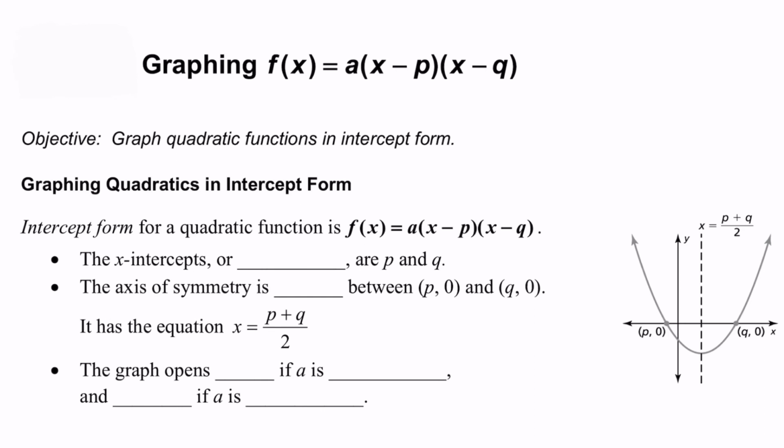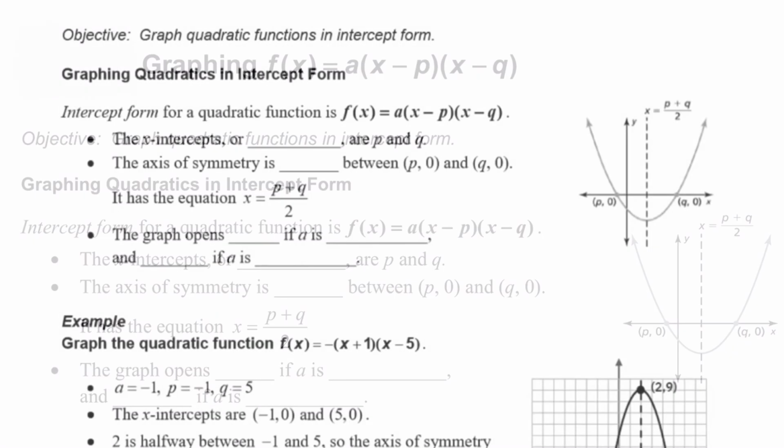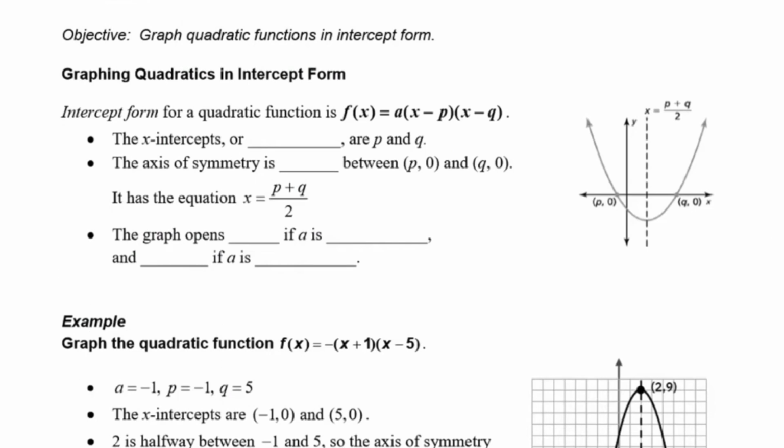Today we're going to be learning about graphing in the form f of x equals a times x minus p times x minus q. This is intercept form. It's also called factored form of a quadratic. Now the x-intercepts are the roots, and those are p and q.